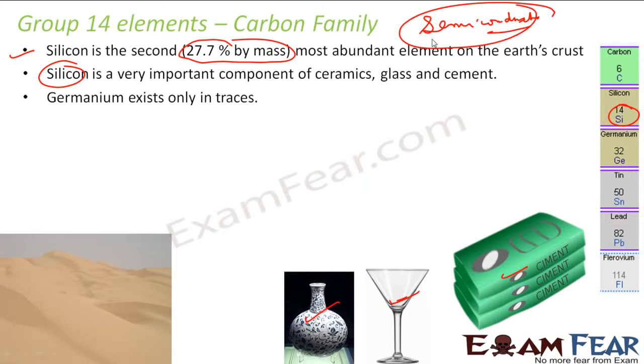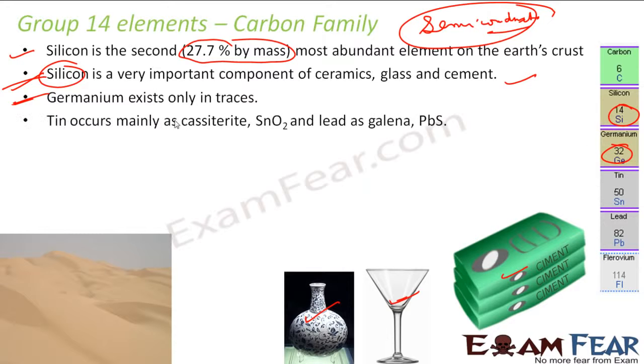All this IT industry, computer science, all the computers, fridge, microwave, washing machine, mobile phones, all these run on chips, and they are all made of silicon. Silicon is a very powerful element actually, you can say that, right? So we'll discuss more about silicon also. Germanium exists only in trace amounts, and tin exists mainly in the cassiterite and galena form.